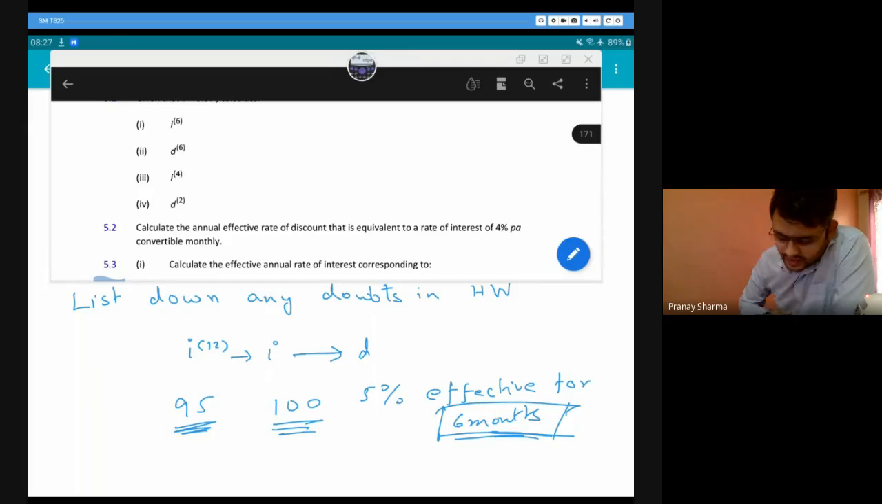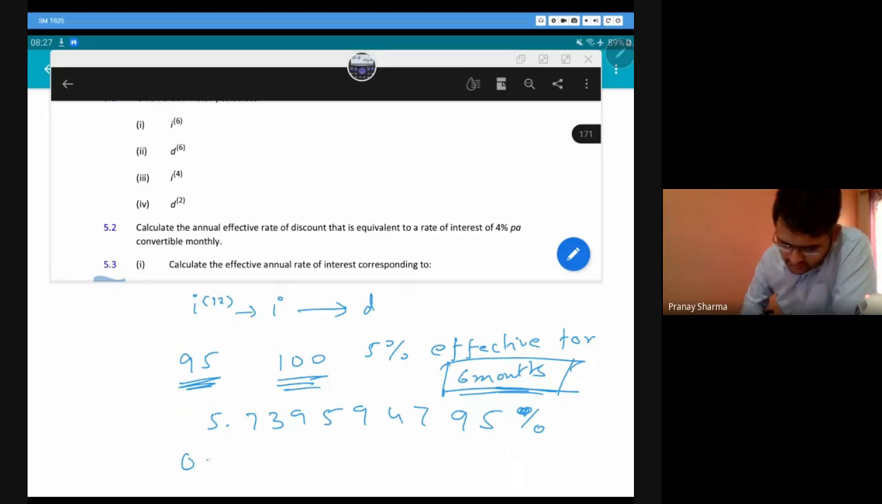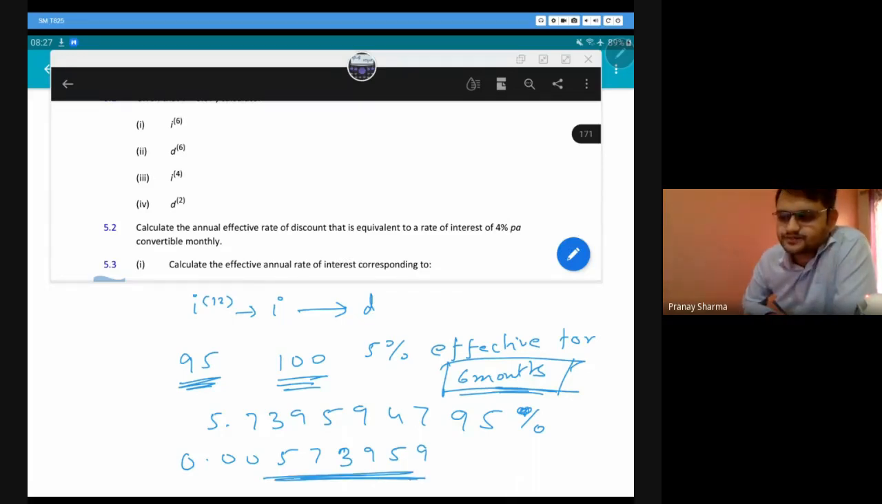Now, whenever we are calculating, we take at least 6 significant numbers. That means if my percentage is 5.7395947995%, something like this, for calculation, I will take 0.00573,959. This becomes my 6 significant numbers. We should be using 6 significant numbers.